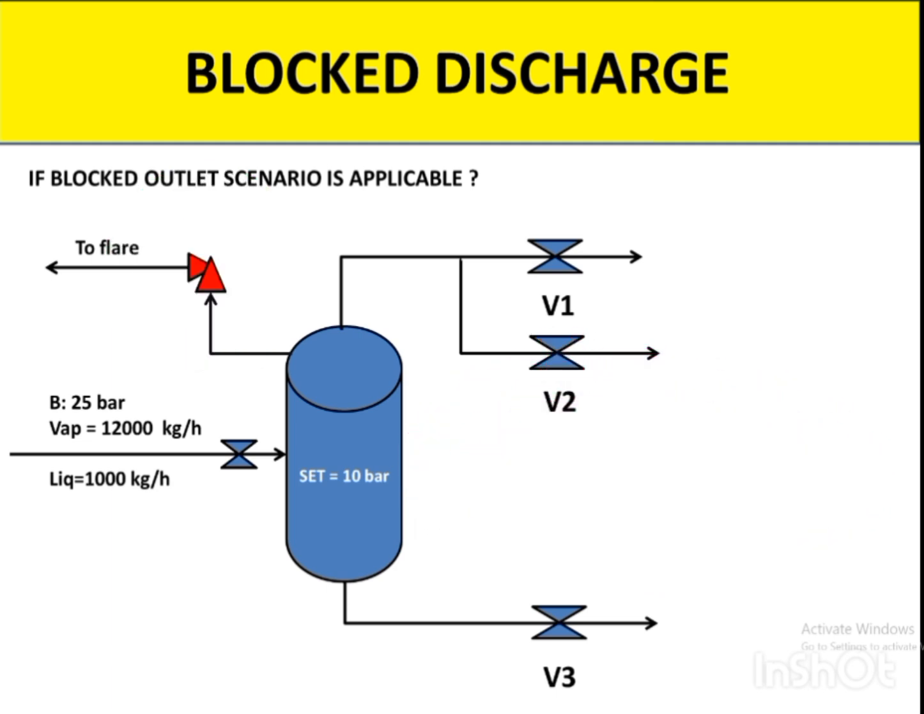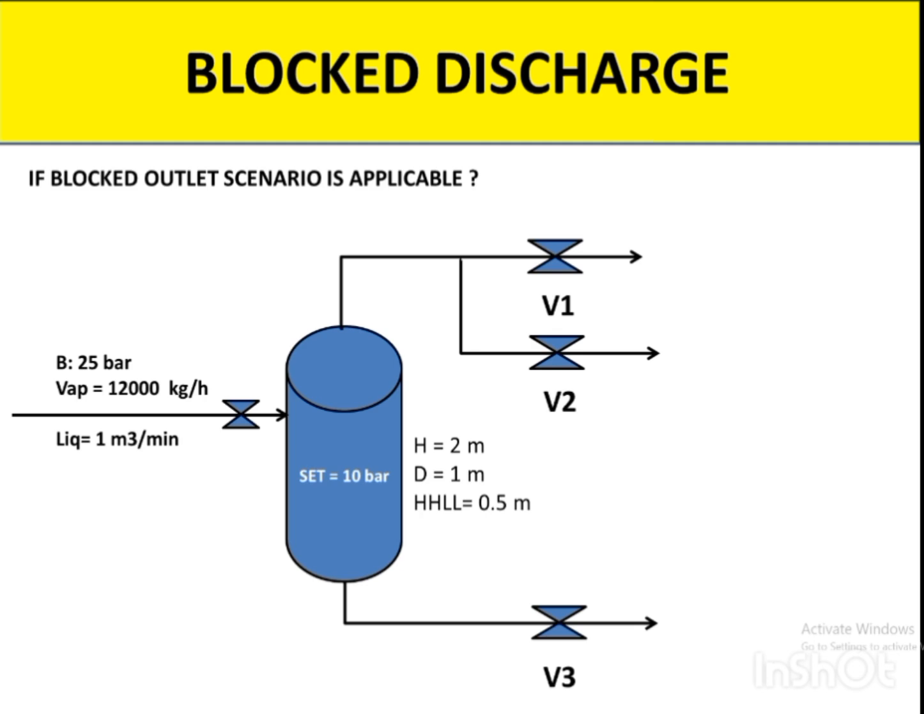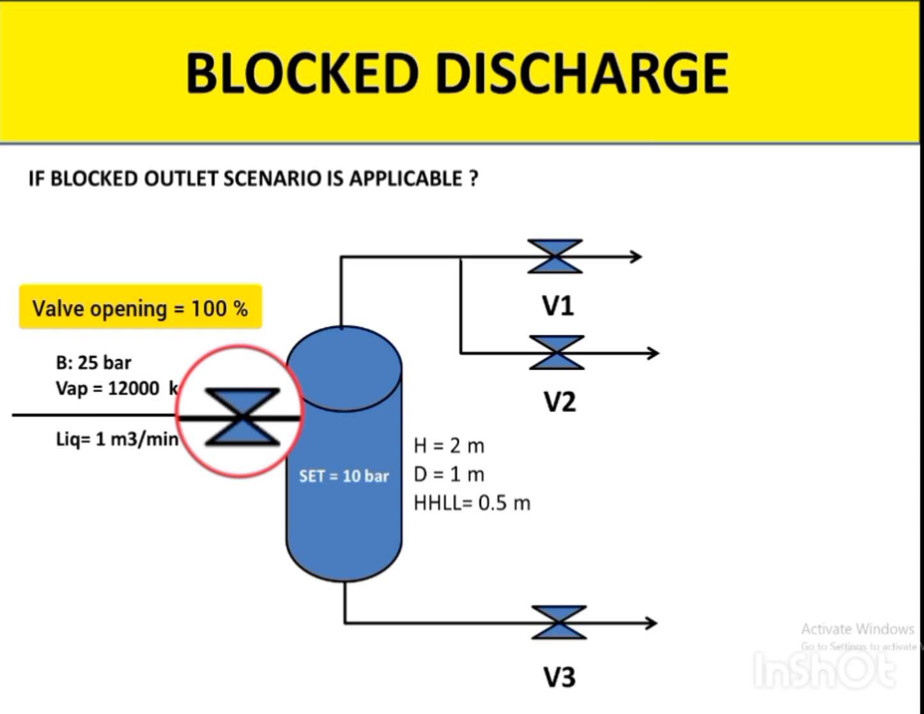So what about the liquid stream? At the bottom of this vessel, as you can see, we have valve 3. Is block discharge applicable for this valve or not? Consider the same vessel. The height and diameter are 2 and 1 meter respectively, and the high liquid level within this vessel is 0.5 meter. The liquid volumetric flow is 1 cubic meter per minute. Let's consider the entrance valve is fully open, and valve 3 is closed completely or blocked.